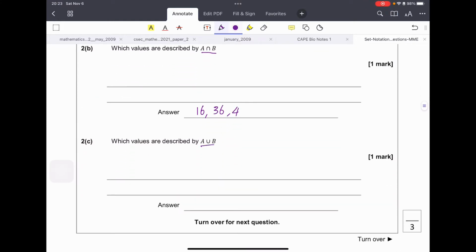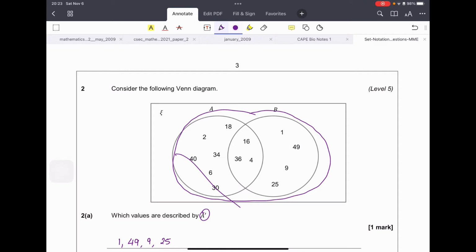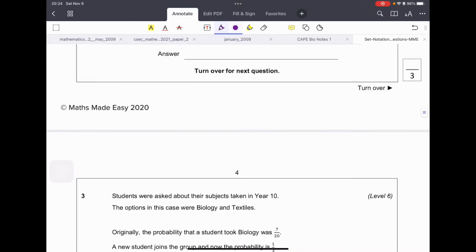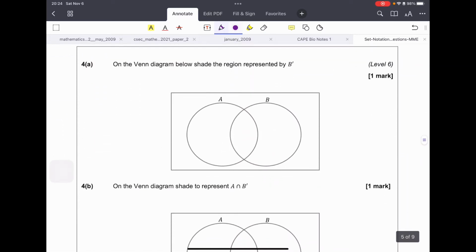Finally, we have A union B. A union B is everything that is in A and everything that is in B. Okay? No matter if they have different values. So that's actually all of these things here. Everything that is in A and B, all of this. So I'm not going to write out all those numbers, okay? It's just all the numbers. So let's move on. We'll skip that question for now because we can't actually do those algebra questions just yet.